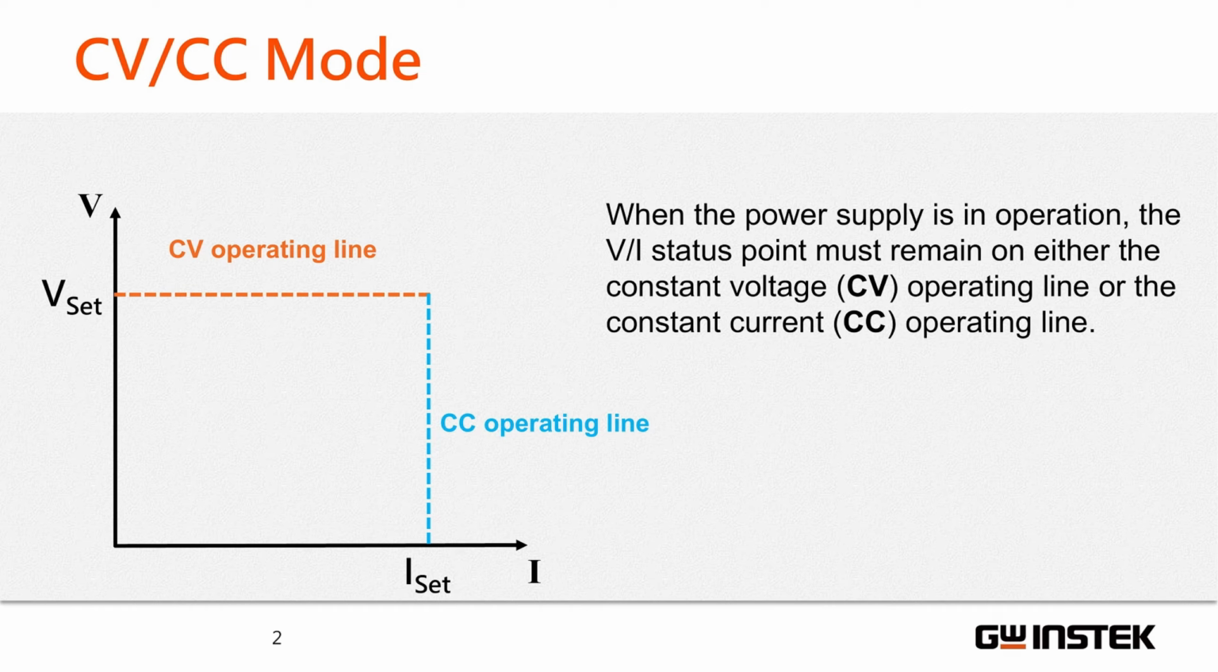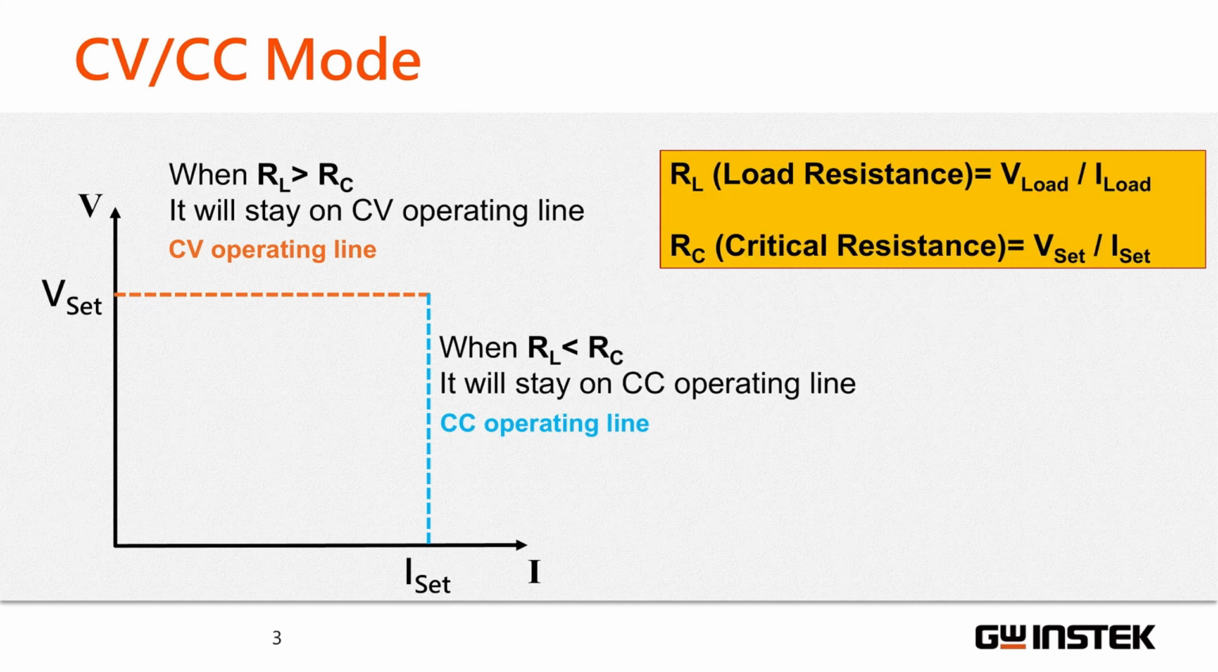Conversely, in CC mode, the power supply stabilizes the current at the set value by adjusting the voltage, and the VI combination will align with the blue line. Next, a question arises: how does the power supply determine which mode it should be in?